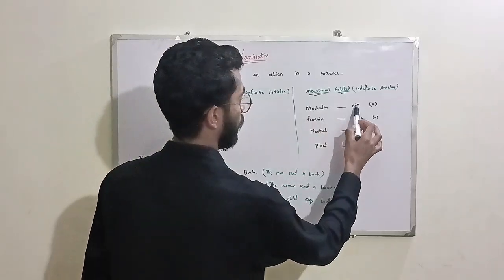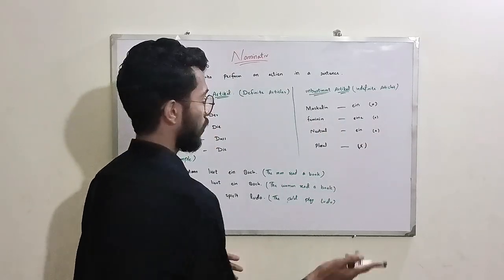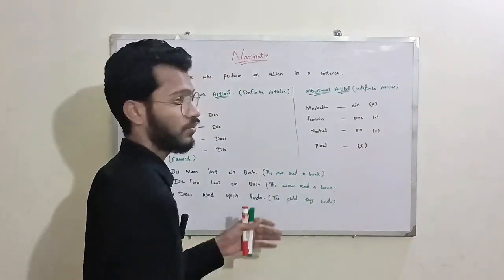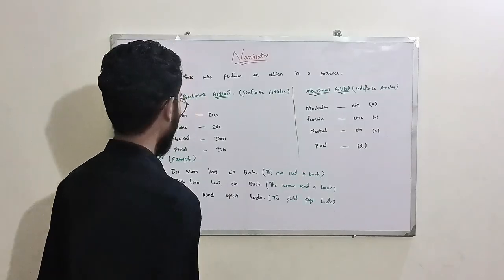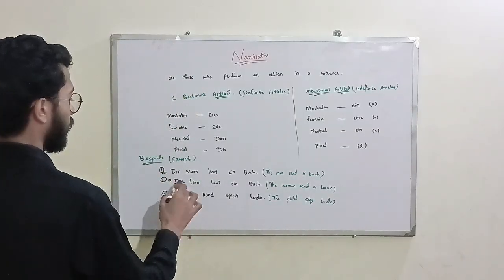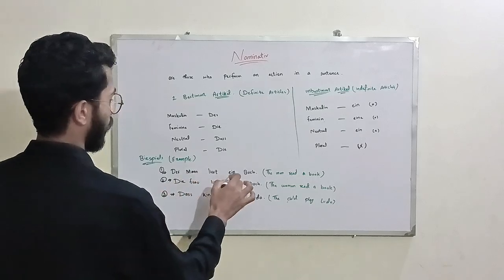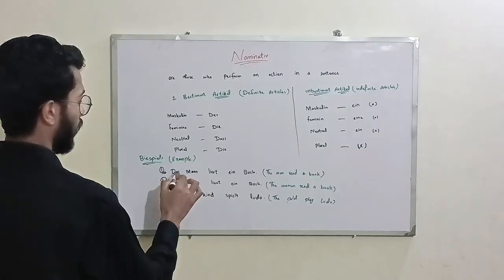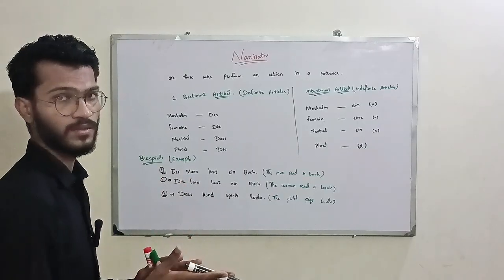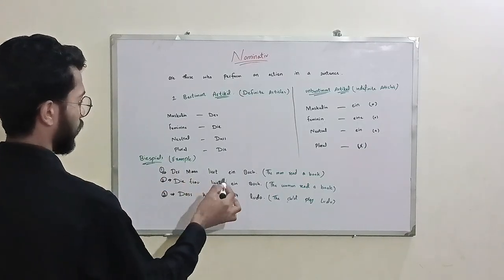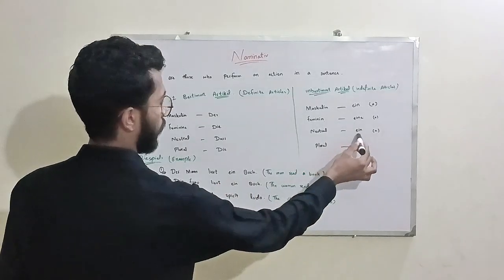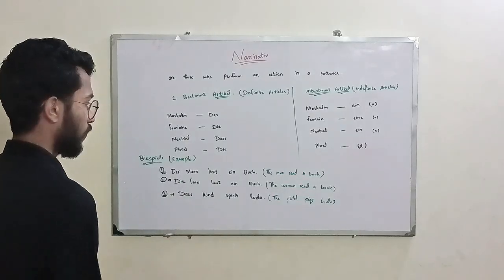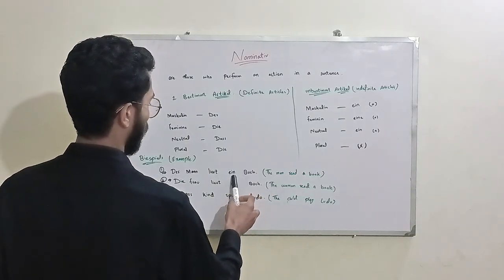For masculine, we use ein article. For feminine, use eine. For neutral, use ein article. There is no plural in an unbestimmt article. For example, Beispiel: der Mann liest ein Buch, the man reads a book. Der Mann. We use der article according to gender. Gender is male. Ein Buch. We use ein article because it is neutral. Book is neutral. So we use ein article.